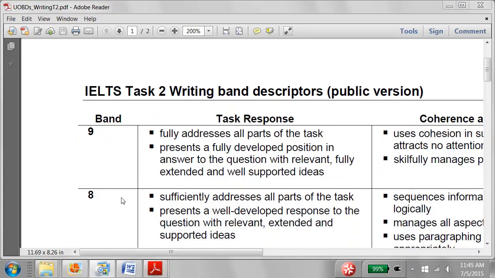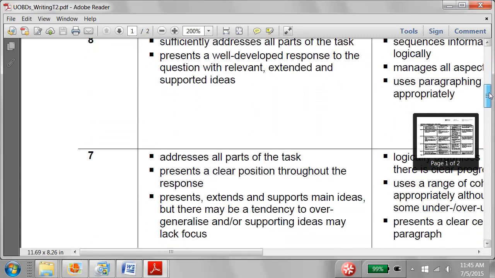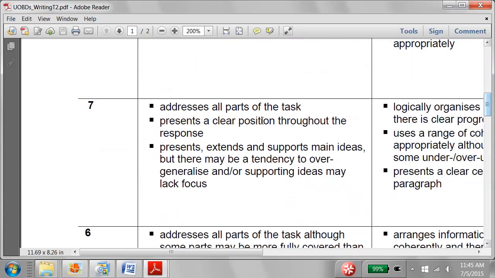Okay, in this video I'd like to talk a bit about task response. I'm going to be looking at an essay I've just corrected and explaining a couple of the things that I don't like about the task response for this particular essay. Now, I've given it a 7 for task response, so let's just see what that involves.